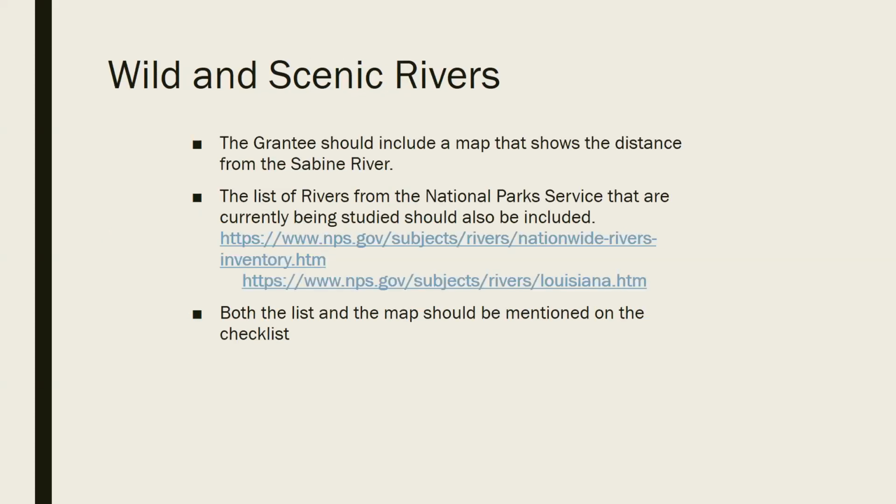The next area is the wild and scenic rivers. The grantee should include a map that shows the distance from the Sabine River. Right now, the only wild and scenic river we have in the state of Louisiana is the Sabine River. So you should send in a map of Louisiana showing the distance from your project to that river. There's also a list of rivers that are currently being studied, and you can use this link to access that list. You need to send in the list and reference both the list and the map on your statutory checklist.